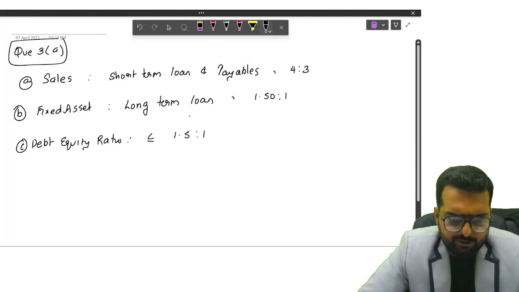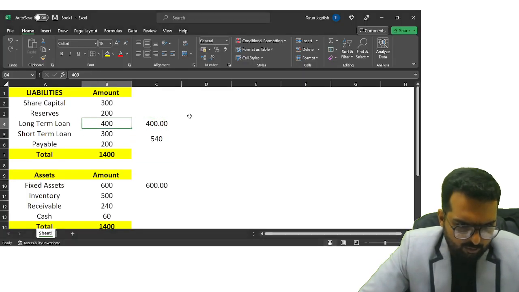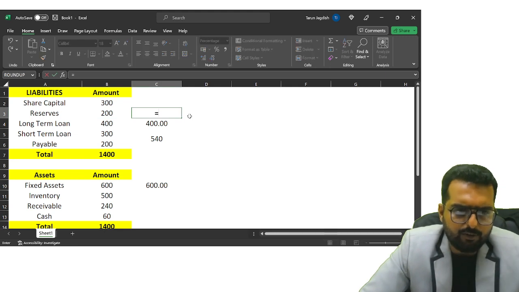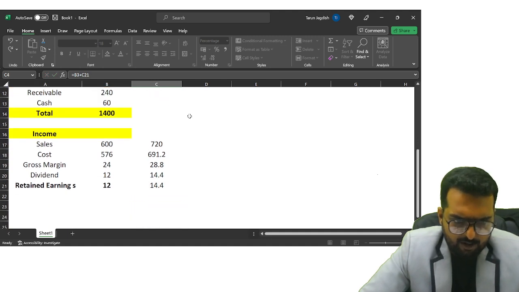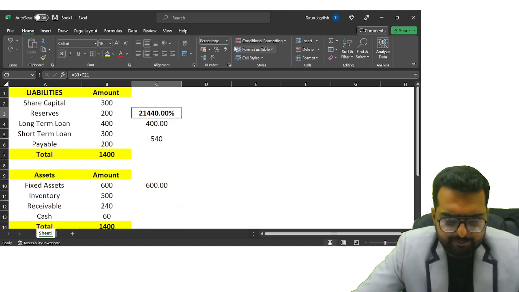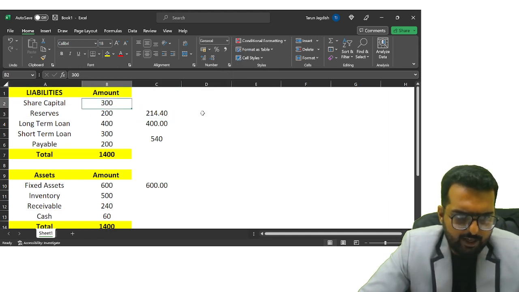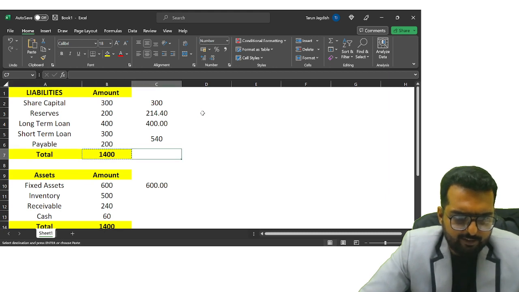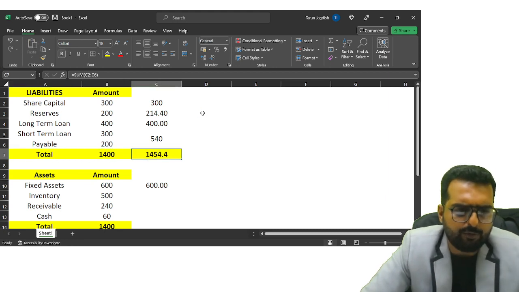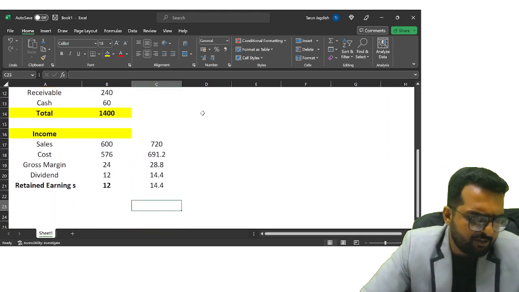Correct? Let's read the next ratio they have given. Debt equity ratio should be 1.5:1. So wait, these two are done. Reserves will increase. It will be 200 plus whatever is the retained earnings. Am I right? So that will become 214.4. Share capital normally remains the same. Whatever profit they come up with goes to reserves only. Correct? Okay. So once I put all these things, my total turns out to be 1454.